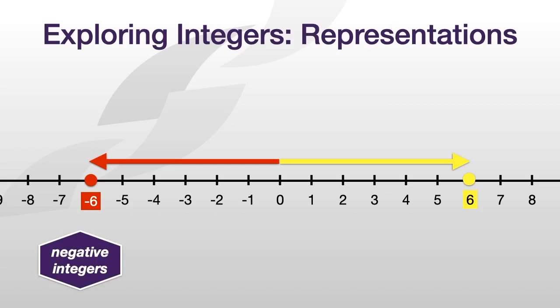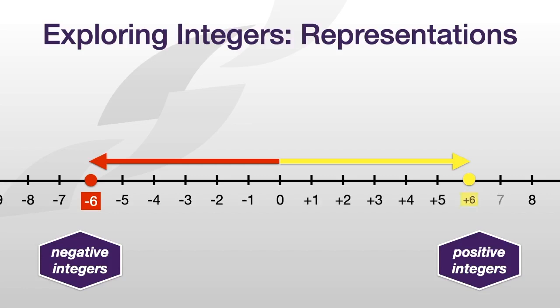Notice that as the numbers get smaller, their distances from 0 increase. That is, -6 is less than -5, despite 6 being greater than 5. It's further from 0. The positive integers are whole numbers greater than 0. We can attach a positive sign to each of these integers to highlight this. Together, the positive integers, the negative integers, and 0 make up all of the integers. 0 is neither positive nor negative.